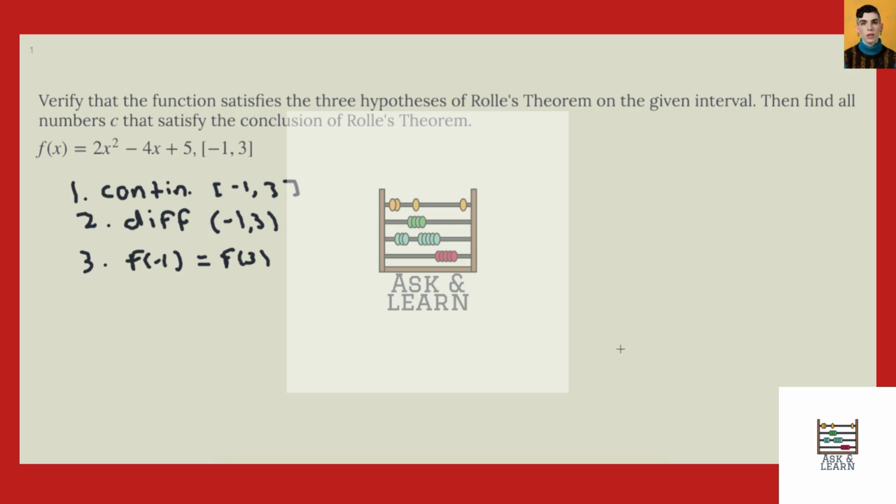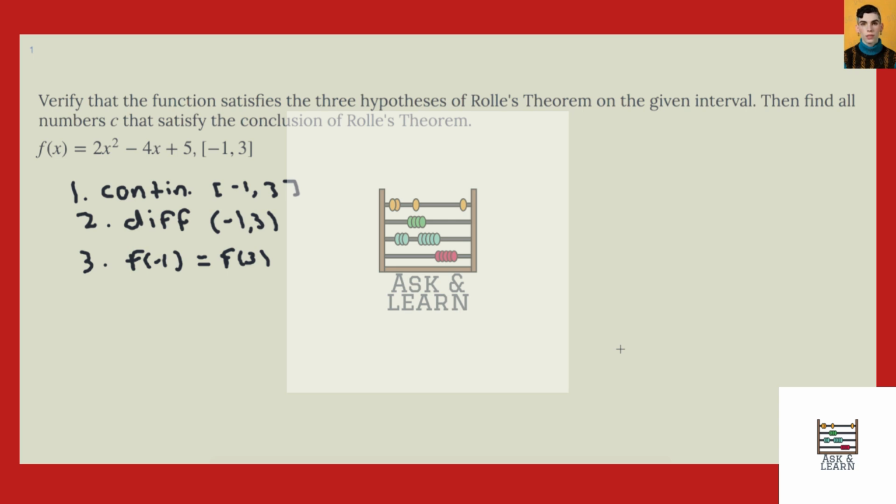Okay, so this question is asking us to verify that the function f of x equals 2x squared minus 4x plus 5 satisfies the three hypotheses of Rolle's theorem on the given interval. And then we have to find the number of c's that satisfies the conclusion of Rolle's theorem. So here we know that f of x equals 2x squared minus 4x plus 5.